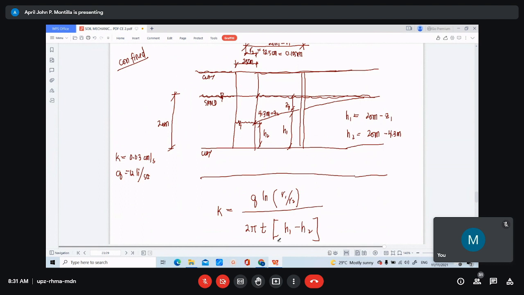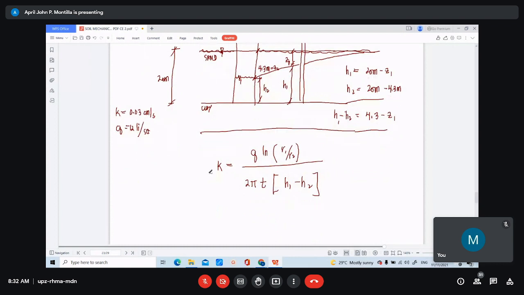E ang kailangan natin later on, H1 minus H2. Ima-minus na natin. What is H1 minus H2? 20 meters minus 20 meters, 0. Negative Z1 minus negative 4.3. That is 4.3 minus Z1. Sabi ko kanina, kahit nasan yung water table, okay lang, kasi magka-cancel lang din naman yun. Kahit saan nyo ilagay, dahil kapag minus natin H1 tsaka H2, it involves only the difference of the drawdown. So with that, let's compute the unknown, which is Z1.